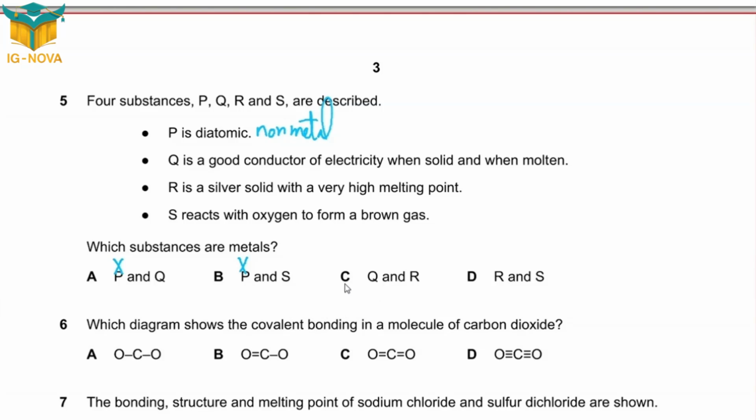So this is a metal. That one is a metal. Let me think about this option. R is a silver solid with a very high melting point, could be. S reacts with oxygen to form a brown gas. This is NO2, so non-metal. So S cannot be a metal. So C. A good question. Clever.